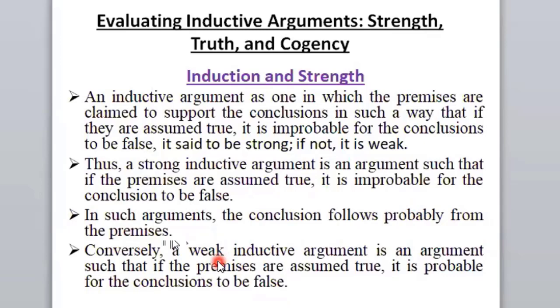Conversely, a weak inductive argument is one in which, if the premises are assumed true, it is probable for the conclusion to be false. In the case of a strong inductive argument, it is improbable for the conclusion to be false if we assume that the premises are true. But in the case of weak induction, the difference lies here: we may assume that the premises are true, but the conclusion can probably be false. This is the distinction between the weak and the strong.